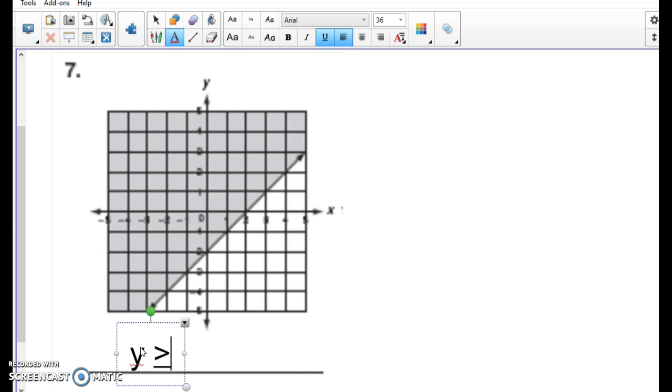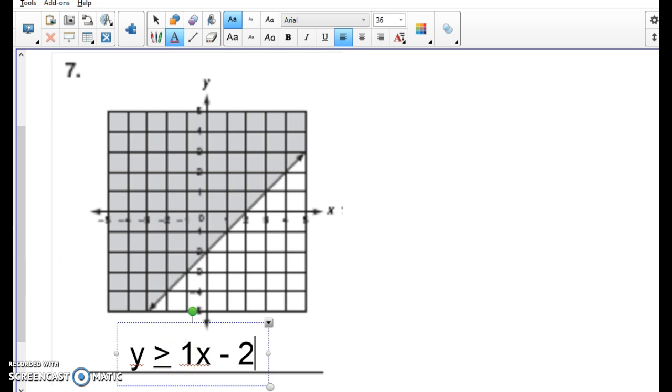Okay. Now let's find my slope. So my slope, it looks like I'm going up 1, right 1, up 1, right 1. So my slope is going to be a positive 1. And it looks like I started down here at negative 2. So I have a dot right here at negative 2. I went up 1, right 1, up 1, right 1, up 1, right 1. So my answer would then be, now going backwards, y is greater than or equal to 1x minus 2.